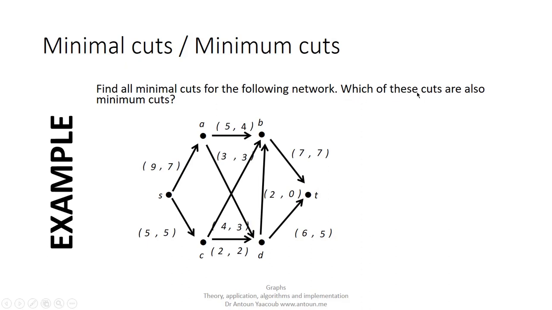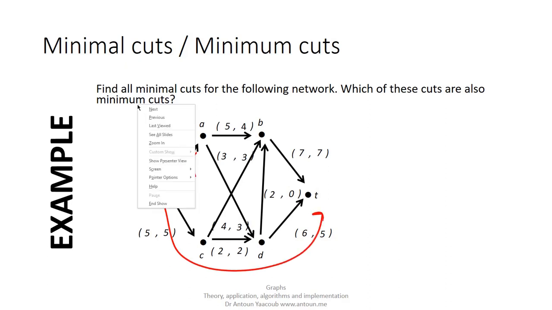Which of these cuts are also minimal cuts? Obviously we must find minimal cuts: sets of arcs whose removal will cut off any possibility of flow from S to T. If I say that this is the cut, it contains just this arc, and obviously I can still send some flow from S to T. So this is not a cut.